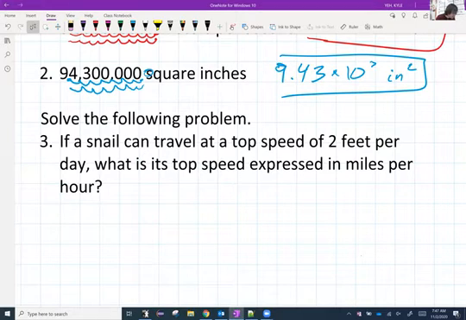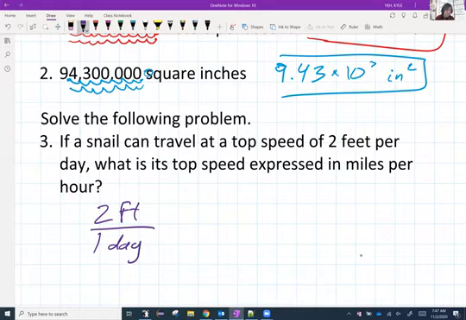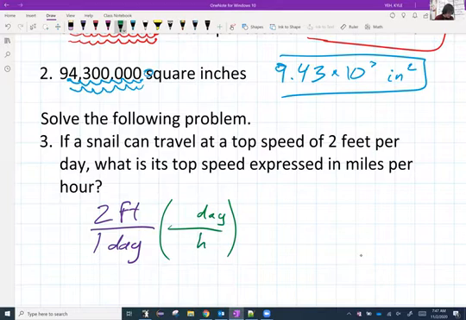So here's where we start. We start with, okay, the snail can travel 2 feet every 1 day. And we write it kind of like a fraction, 2 feet per day, 2 feet for every 1 day. That's a ratio. So now, though, we want to know miles per hour. So first thing I'm going to do, I'm going to convert those days to hours. I'm going to multiply by however many days are in an hour, or however many hours are in a day.